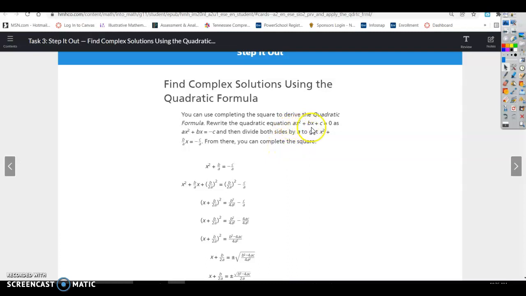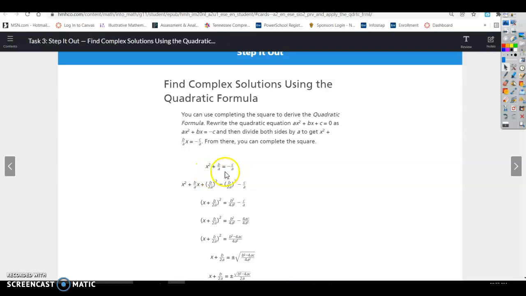Alright, so this is in standard form. This is normally how we see a quadratic. And in order to use completing the square, they have to put it in the form that we've seen in the previous task. So that's why they subtracted c, and then we want x squared by itself, so they divided everything by a to get this form here.